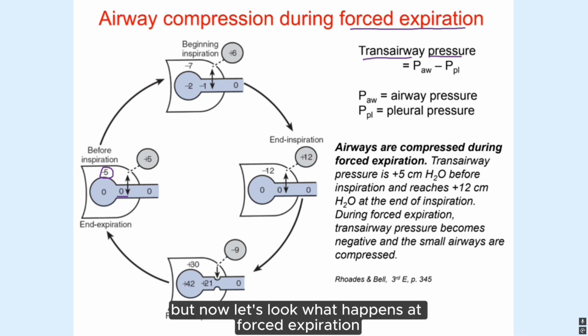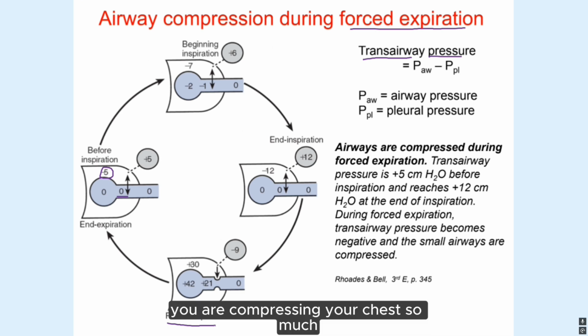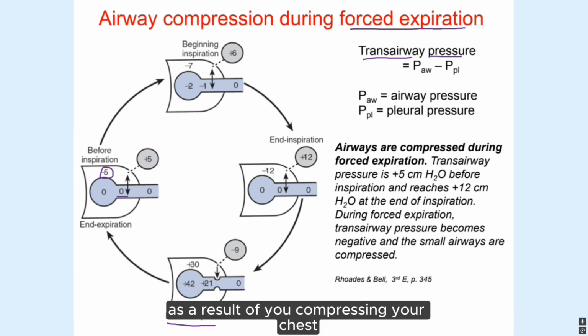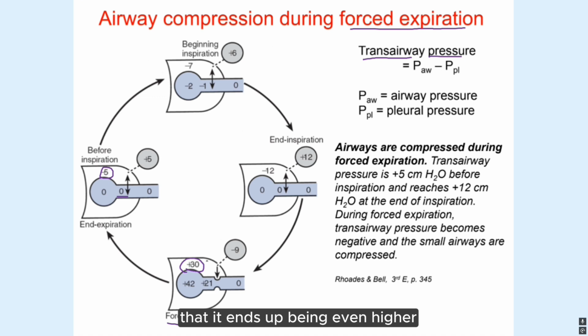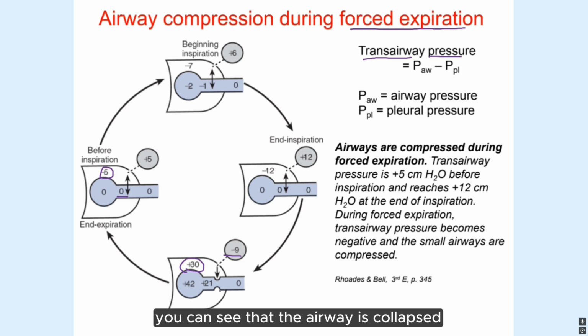But now let's look at what happens at forced expiration. During forced expiration, you are compressing your chest so much in order to generate force. As a result of you compressing your chest, you're actually increasing the pleural pressure. And the increase is so high that it ends up being even higher than the airway pressure. So you can see 21 minus 30 is negative 9. Since the transairway pressure is negative, you can see that the airway is collapsed.